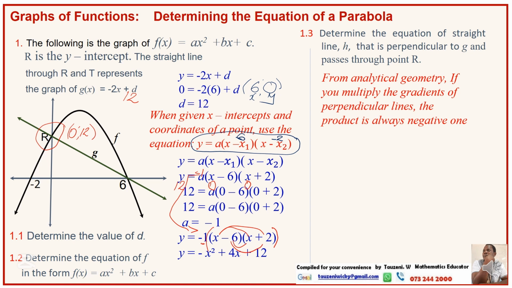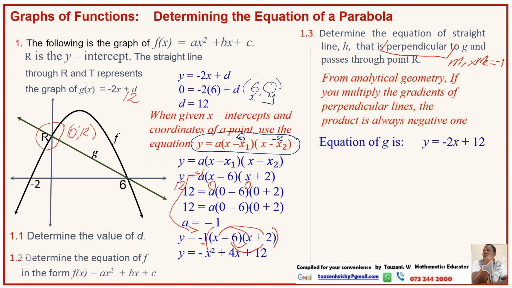if two lines are perpendicular to each other, now the gradient of one line multiplied by the gradient of another line, the answer is always equal to -1. So this is the idea of parallel and perpendicular lines. It goes together with the parallel lines. Parallel lines have equal gradients, but perpendicular lines, the product of their gradients is -1. That is the idea that we are going to use to answer this question.